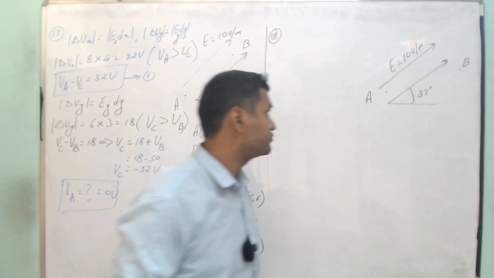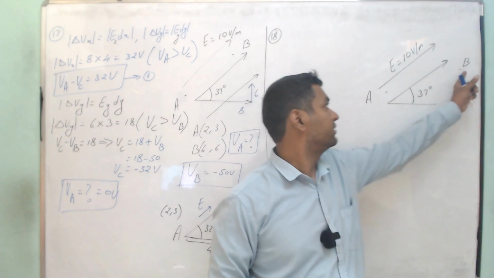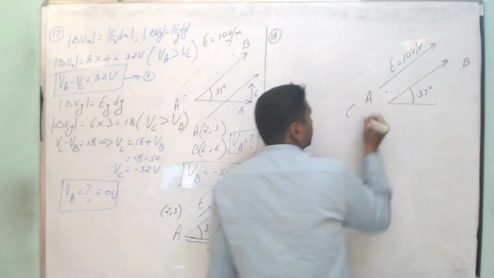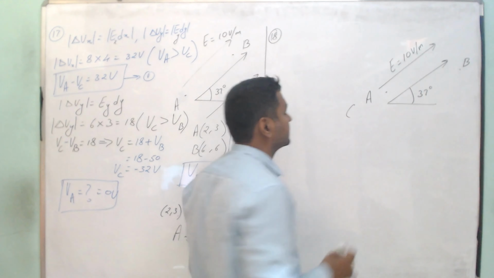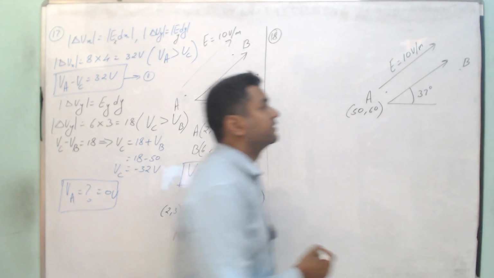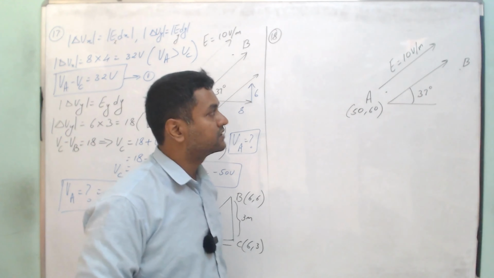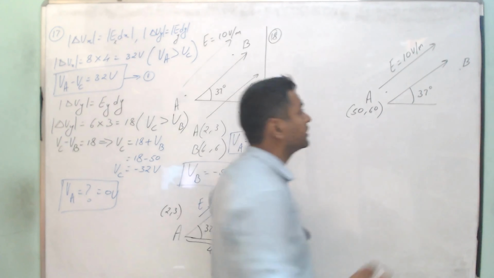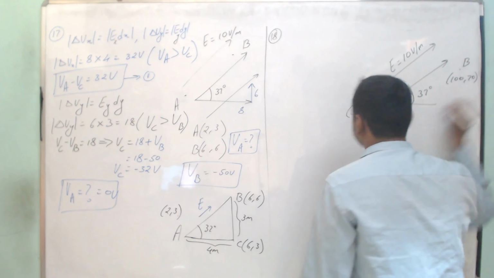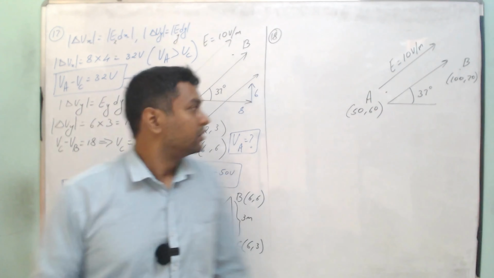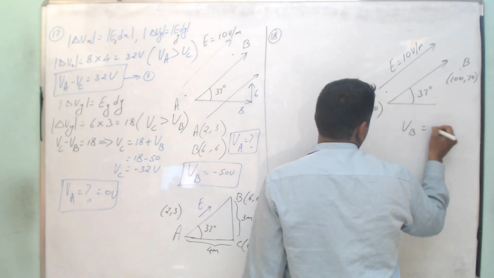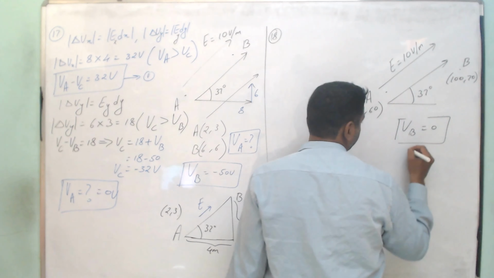So clearly I am showing that the line AB is not parallel to the electric field. We can take the coordinate of A as anything, let's say 50, 60, and the coordinate of B as 100, 70, all in meters. Now it is given that the potential at B is equal to 0. Find the potential at A.